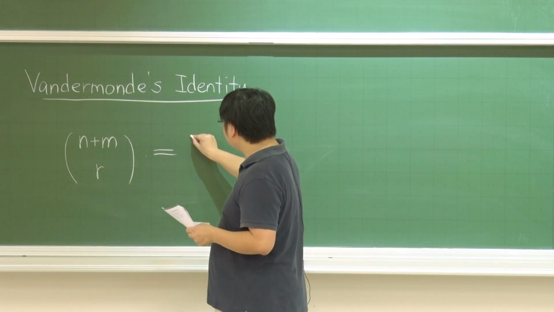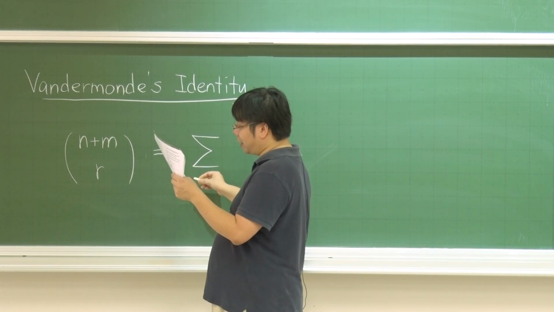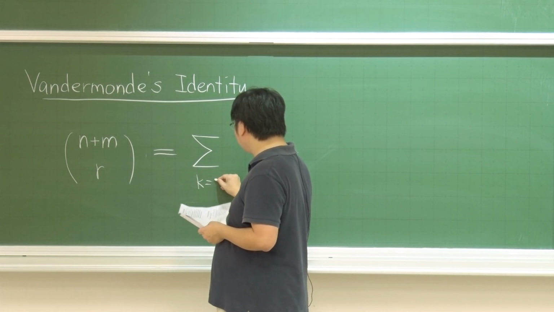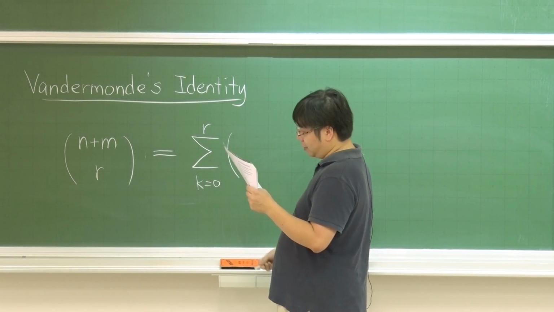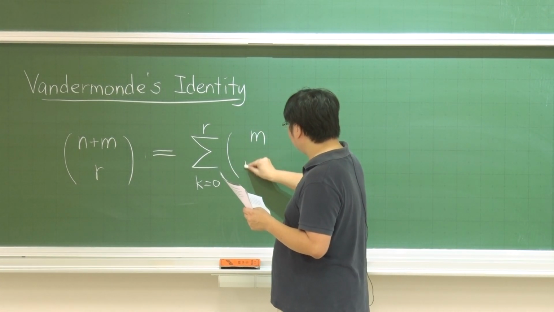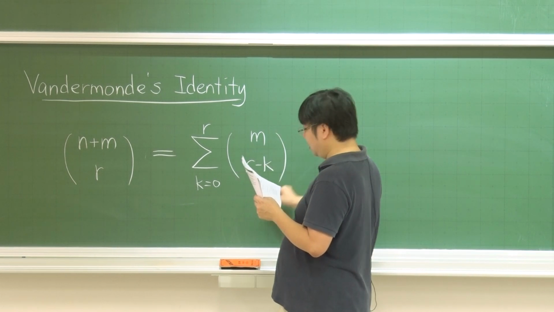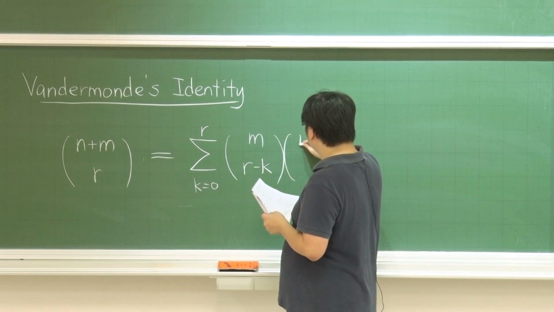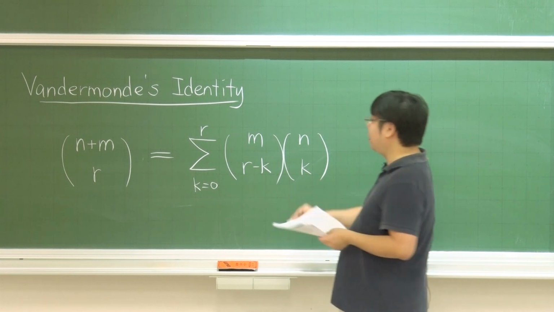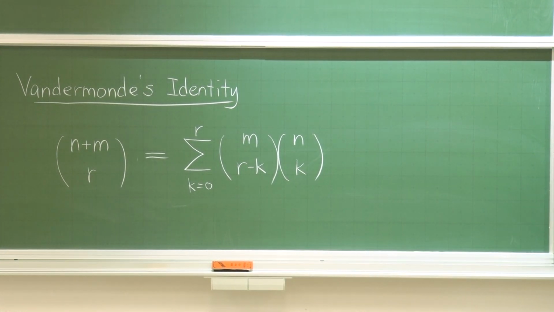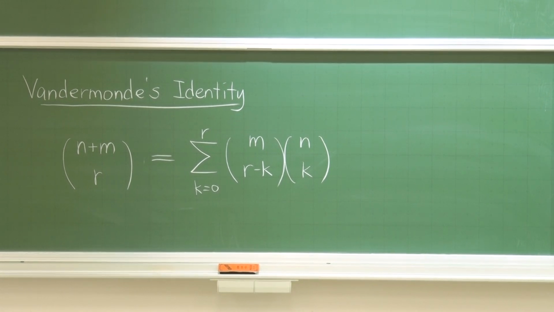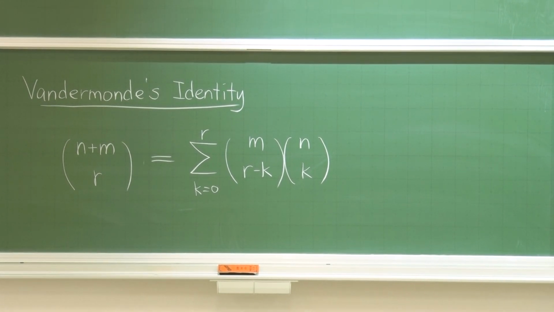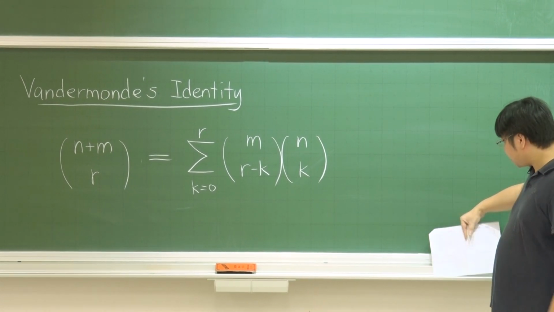a summation, you have a new parameter k equal to 0 up to r, of m choose r minus k, and then n choose k. Wow. So you have some identity to be proven, but it looks very complicated.